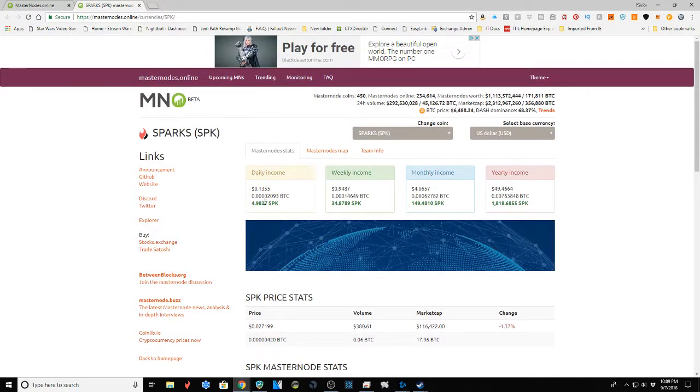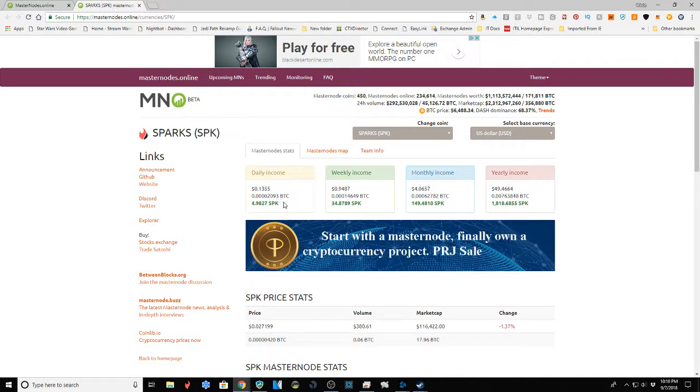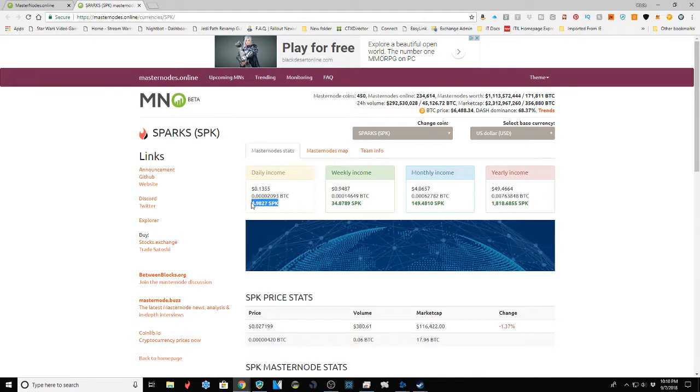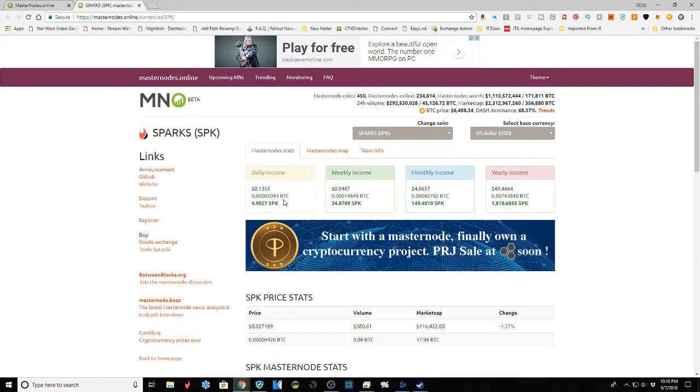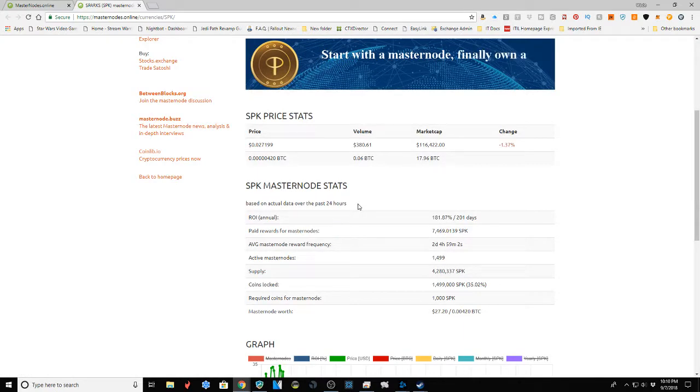And also, they have actually made the update finally. Last time I looked at this, they were still going with the 14 spark that you got every day. And that's actually not quite correct, because I think you're getting like 5, or it's less than 14, which is what it was. So the average masternode payout has decreased a little bit.